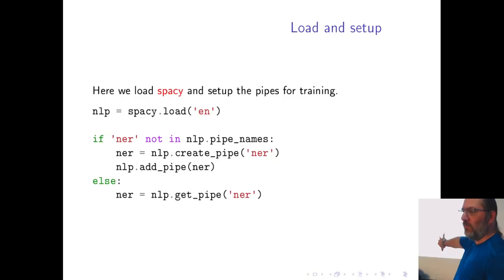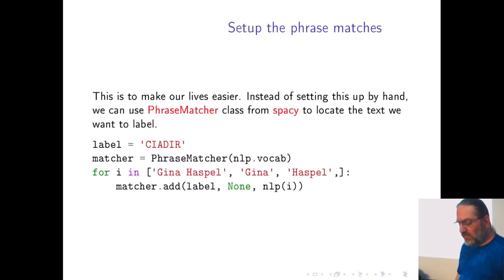This is, again, sort of boilerplate, because we're just training the named entity recognition. We don't want to gum up the works by doing anything else. We just want NER, and if it's not there, we want to make sure we put it in there. And so here's how you handle the multiple phrases.